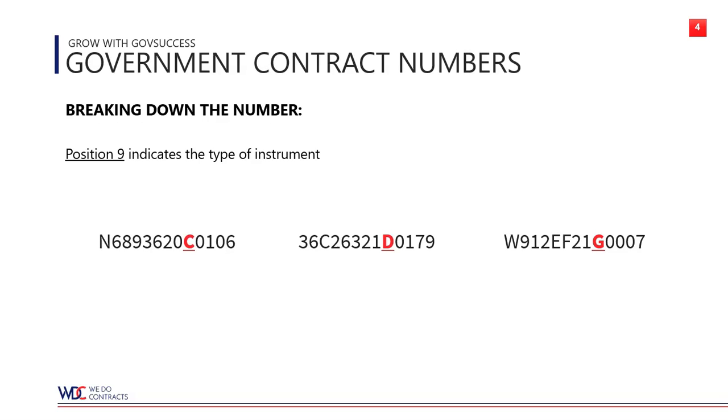Position 9 indicates the type of instrument. Now we're going to talk a little bit more about the instrument types in just a few minutes. However, sometimes you'll see a C, a D, a G. You can even see an R and a B depending on pre-award versus post-award, even some Fs, Ks. So we'll talk more in just a few minutes, but position 9 is the type of instrument.